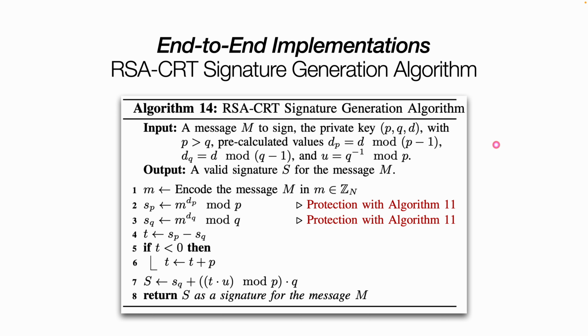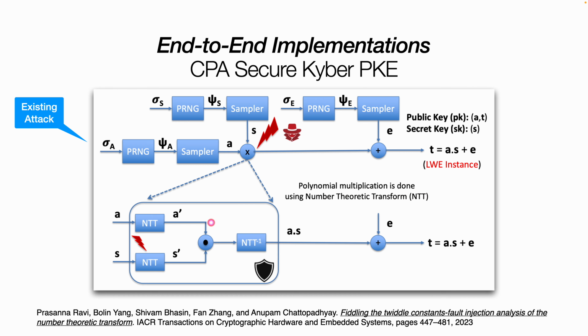So we evaluate our countermeasures on two end-to-end implementations. One of them is the RSA CRT signature generation algorithm. There are existing attacks on line 1 and line 3. There are modular exponentiation functions. Therefore, we protected them with our modular exponentiation countermeasure, known as algorithm 11, that I showed to you. The implementation of modular exponentiation in the cryptographic algorithm actually uses the constant-time Montgomery ladder, which is a well-known implementation, and we protected that implementation.